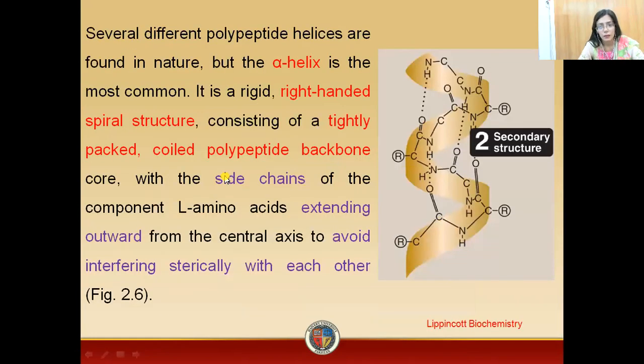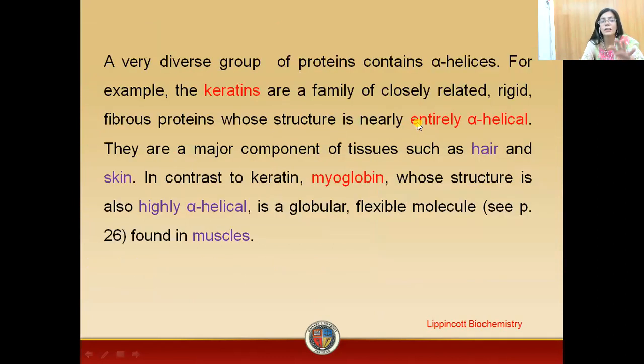We have already discussed that the alpha helix is a right-handed, spiral structure. It is really tightly packed in the coiled polypeptide backbone. The side chains extend outward. Why do they extend outward? To avoid steric interference with each other, and to maintain the shape of the protein.